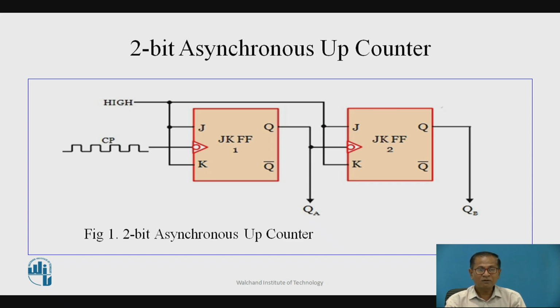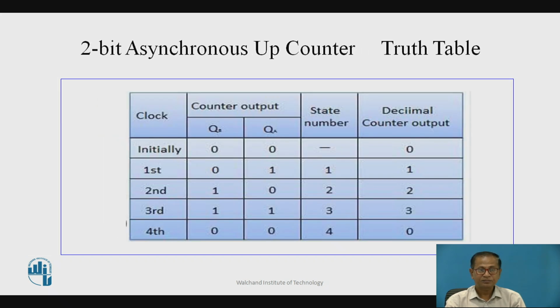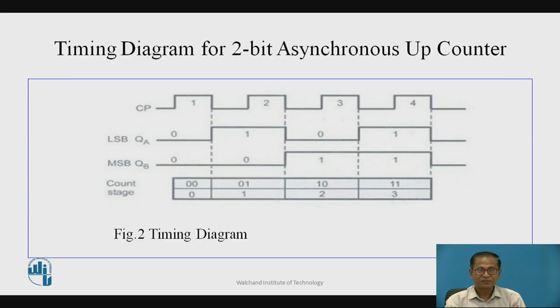Here, the output of the first flip-flop is connected to the clock input of the second. The J and K inputs of JK flip-flop 1 and JK flip-flop 2 are connected to logic high. This is the truth table. This counter has 4 states: first state 0 0, second state 0 1, third 1 0, fourth 1 1. After that, it resets the flip-flops.